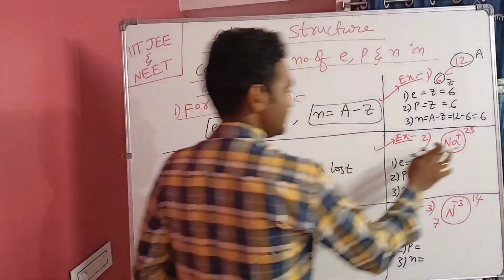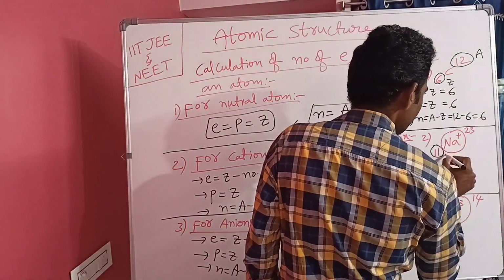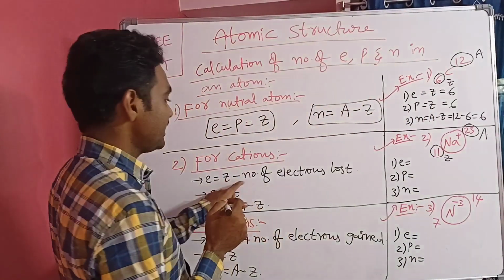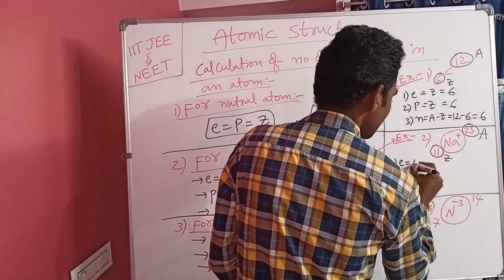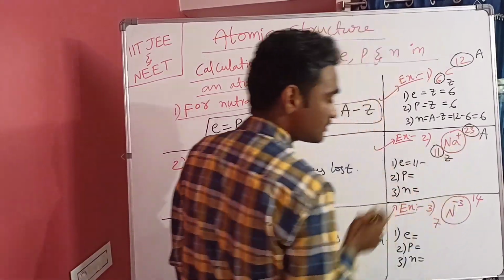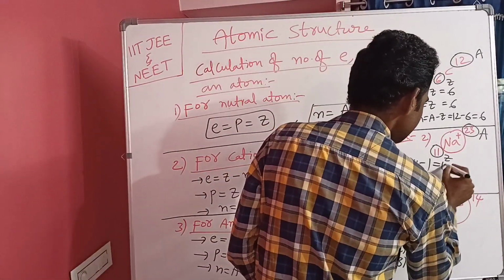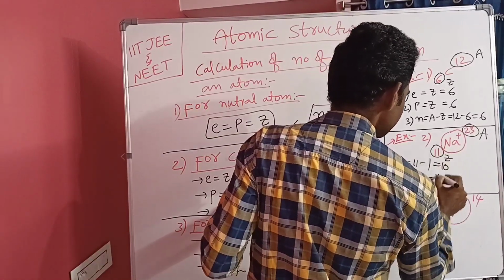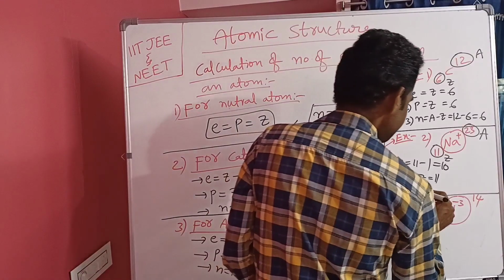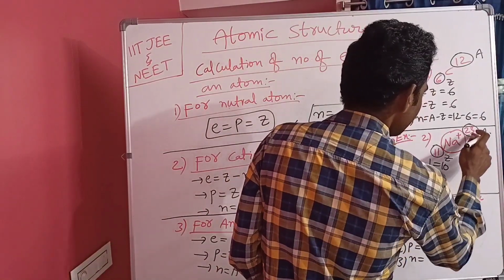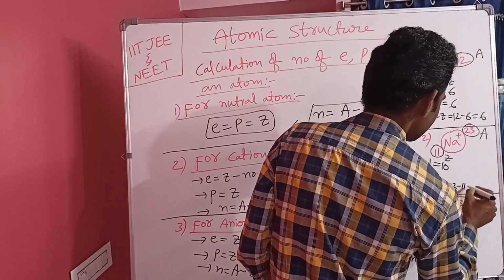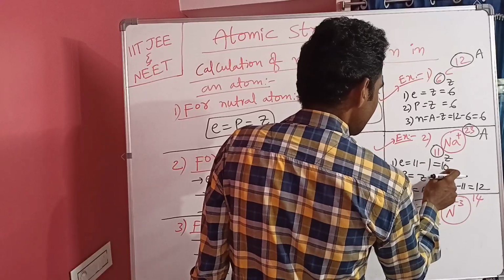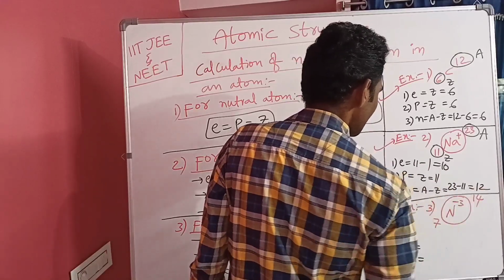Next, for cations, this is the example. See, this is the atomic number, this is the atomic mass number. Electrons, what is the formula? Z minus the number of electrons lost. Z in the sense 11. How many electrons did it lose? 1 electron it lost. So minus 1, it means 10 electrons. The P value is equal to the Z value. How much? 11. And N is A minus Z, A 23 minus 11. How much? 12. So in Na plus there are 10 electrons, 11 protons and 12 neutrons.